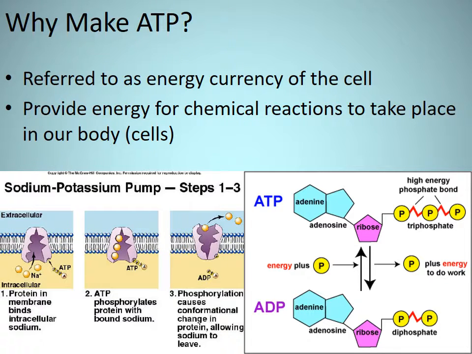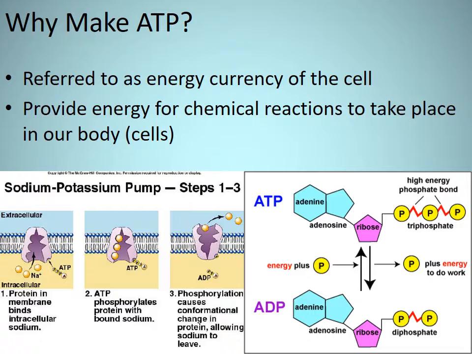So essentially, why make ATP? ATP is crucial for cellular function. I mean, we're made up of cells. Our cells require ATP. If ATP is not present, we cannot perform the chemical reactions. Basically, our cells cannot perform the chemical reactions that are required for cellular function, meaning that we probably won't be around for quite some time.